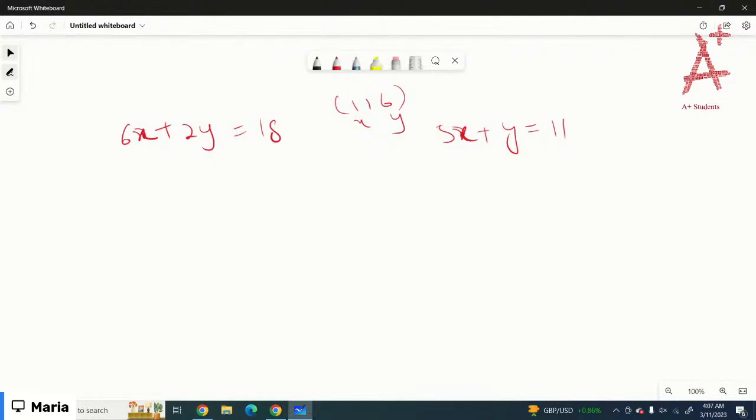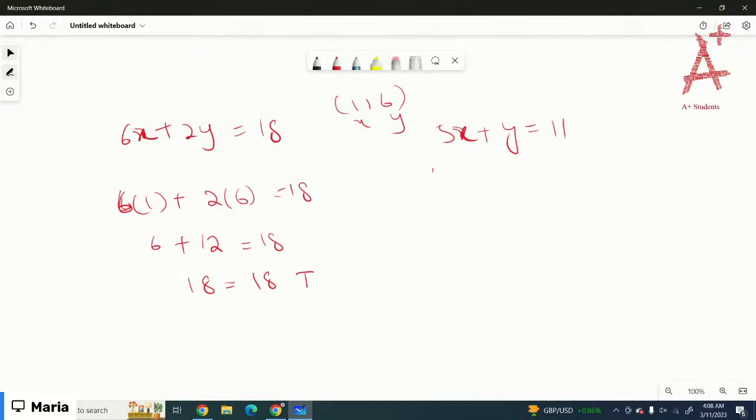So just replace the variables with the value. So x is 1 and y is 6. 6 times 1 plus 2 times 6 equals 18. 6 times 1 is 6 and 6 times 2 is 12. So 12 plus 6 is 18. 18 equals 18. That means true. (1, 6) is the solution of equation number 1.